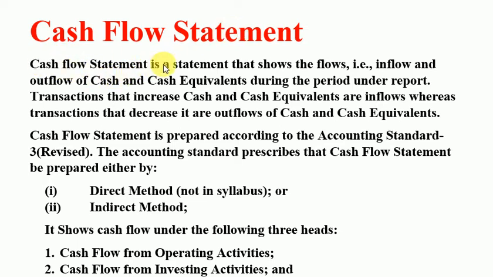Cash flow statement is a statement that shows the flows, that is, inflows and outflows of cash and cash equivalents. This is a new word, cash equivalents. As we move ahead, we are going to see it in detail. During the period under report, that means the accounting year for which we are preparing the cash flow statement. Now, transactions that increase cash and cash equivalents are termed as inflows of cash, whereas those transactions that decrease it are termed as outflows of cash and cash equivalents, just like what we did in the cash book.